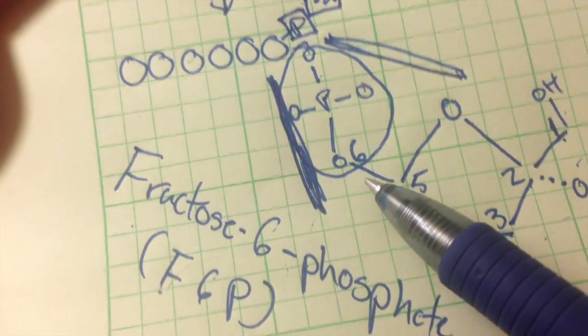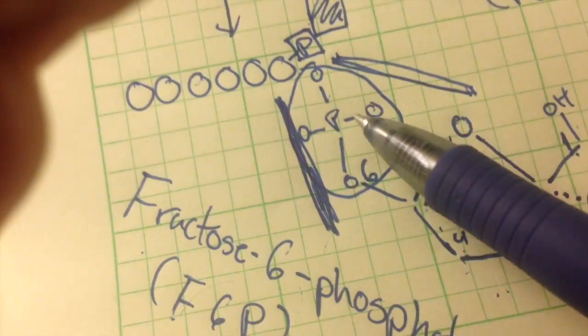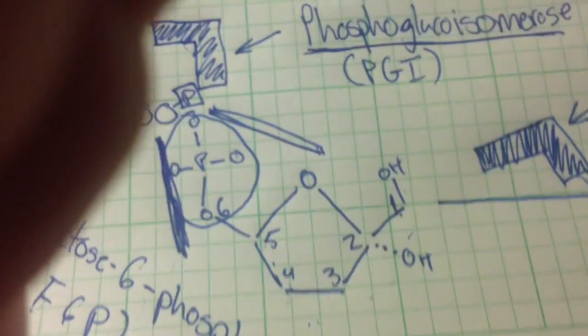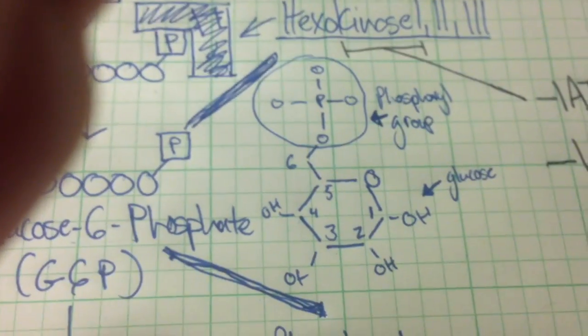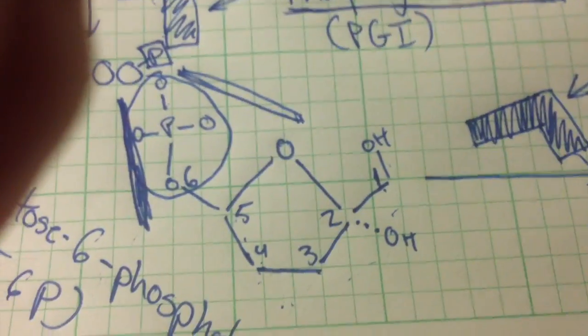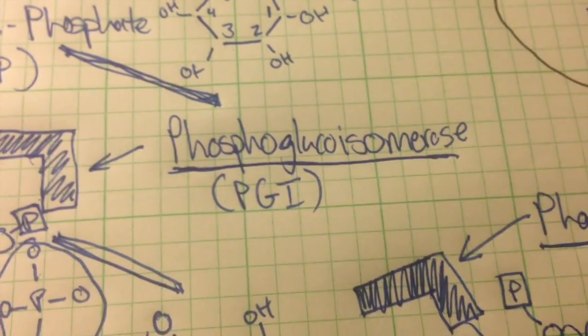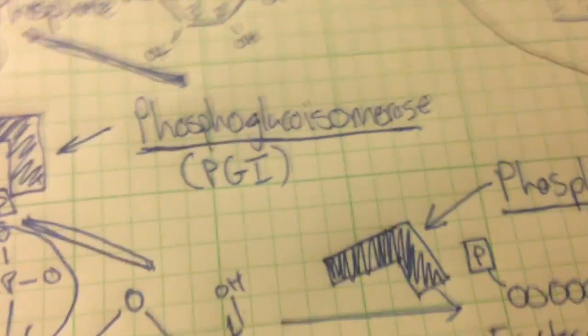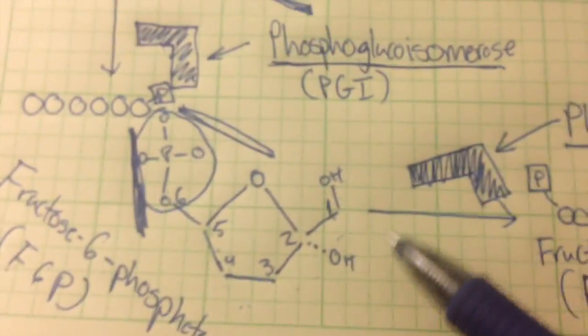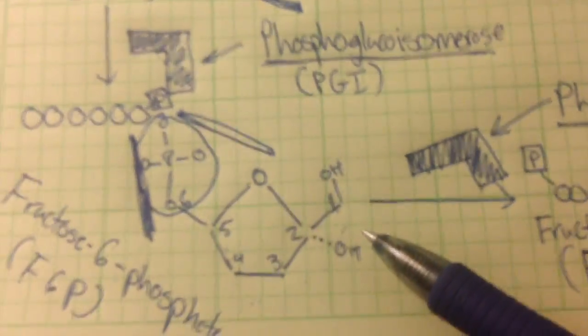And on the 6th carbon, we still have that phosphate group, okay? So we didn't actually move the phosphate group. We just opened up from that hexagonal shape here to a pentagonal shape here, okay? As a result of that phosphoglucoisomerase, okay? And then we're still floating around in the cytosol, so this is easily associated.